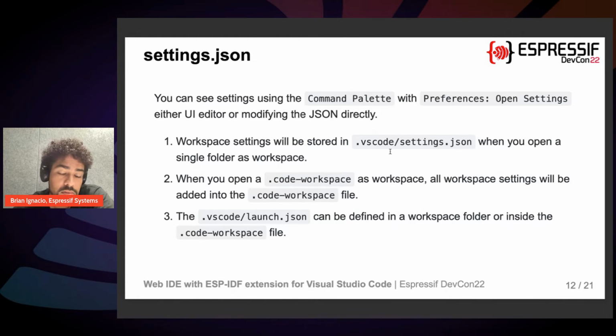The settings.json is where you define the settings of your extension, and they can be defined in three different places. They can be defined within your workspace folder, as we saw before. They can also be defined in the workspace, which is within the code-workspace file, or they can be defined in the global user settings in VSCode. You will see that in VSCode, in the command palette, you can have workspace settings, workspace folder settings, or the global or user settings.